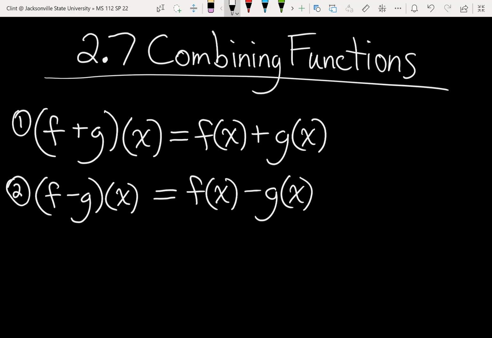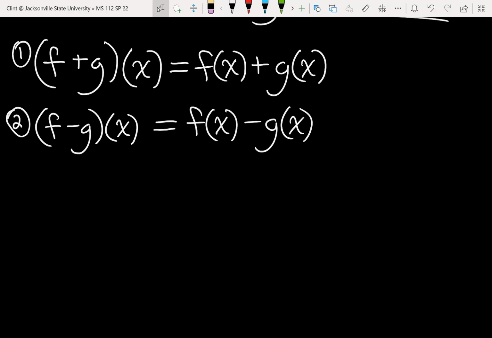So I know on the surface it doesn't seem like we're really doing anything. What we're saying is we can do this operation, okay? We can add or subtract these two numbers, and when we do that, we're making a new function that we call either f plus g or f minus g, so far. So that's adding, subtracting.